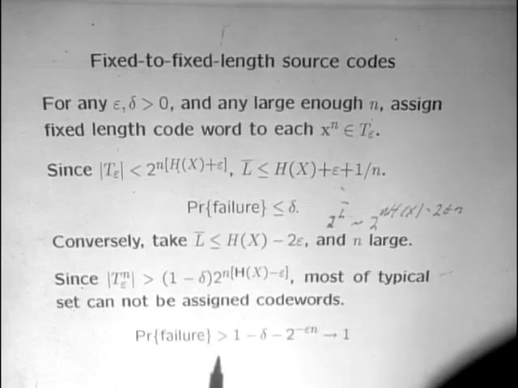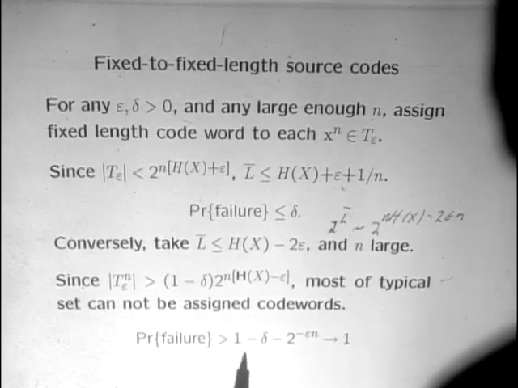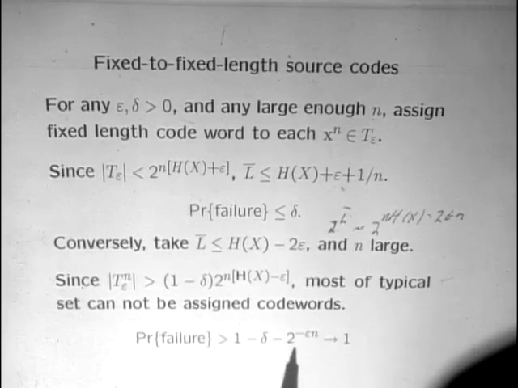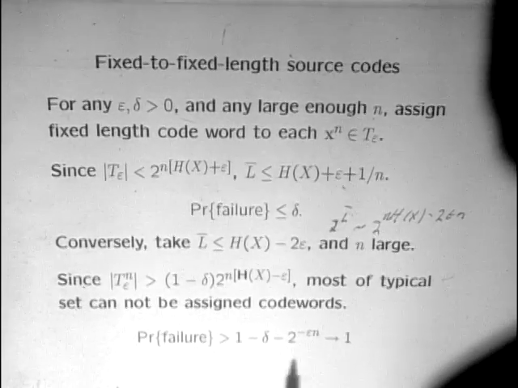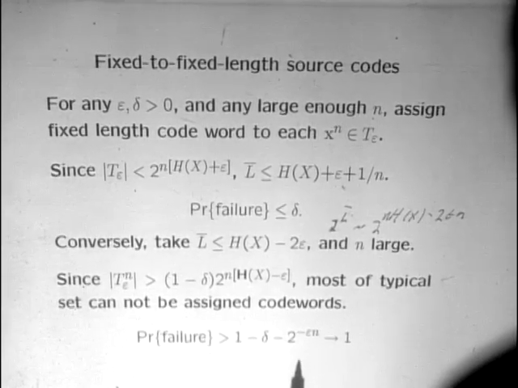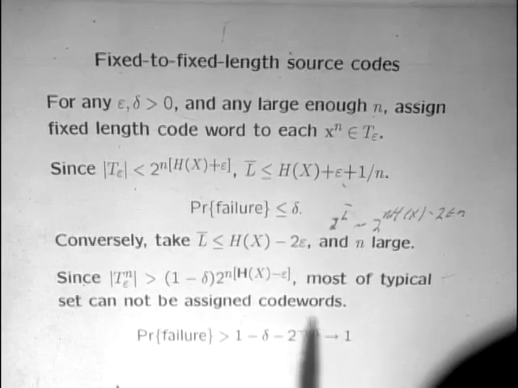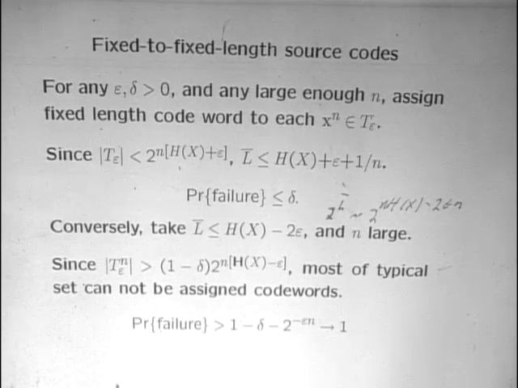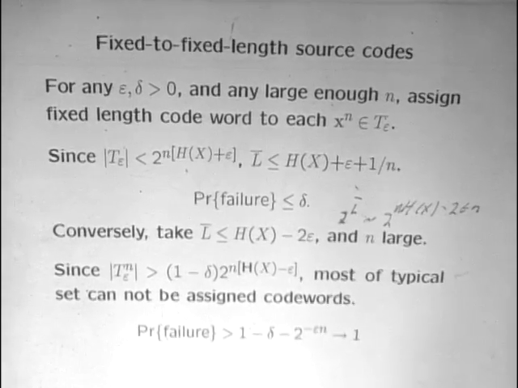So the probability of failure is going to be 1 minus delta. The 1 minus delta is the probability that I get something atypical, plus, well, minus in this case, 2 to the minus epsilon n, which is the probability that I can't encode the typical code word that comes out. And this quantity goes to 1. Okay? So this says that if I'm willing to use a number of bits bigger than the entropy, I can succeed with probability very close to 1. And if I want to use a smaller number of bits, I fail with probability 1.